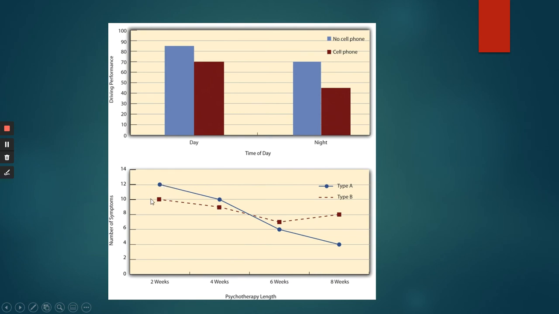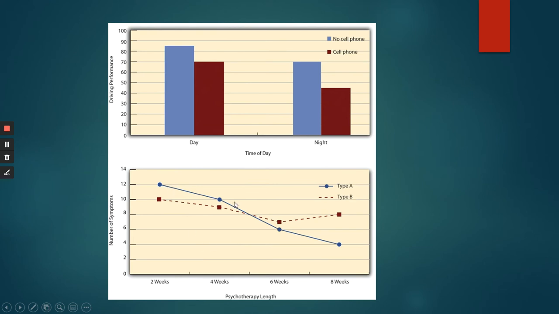It looks like if we take on average 2 weeks versus 4 weeks versus 6 weeks versus 8 weeks, there is a decrease in symptoms. I guess it's psychological symptoms over time. So that's a main effect. So if the symptoms decrease over time, ignoring the two types of people, then that's a main effect for time. Let's see if there's a main effect for types.